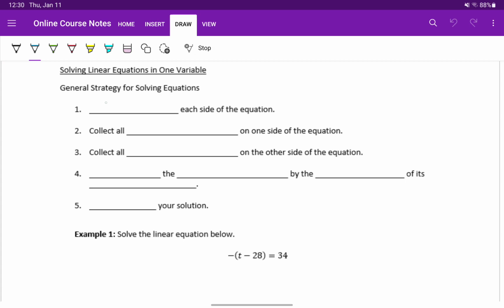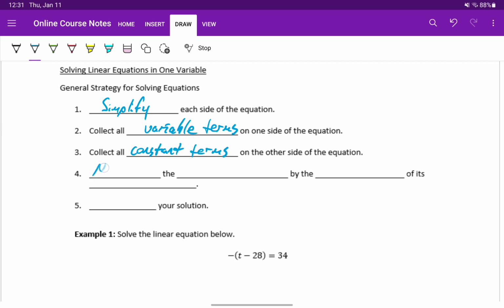Our first step will always be to simplify each side of the equation. So essentially, don't worry about the fact that there's an equals, just look at the left-hand side, simplify as much as you can, do the same on the right-hand side. Once we've taken care of all of those simplification steps, we'll want to collect all of our variable terms on one side of the equation, and then collect all of our constant terms on the other side of the equation.